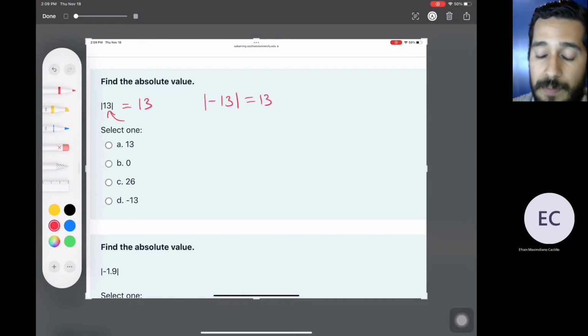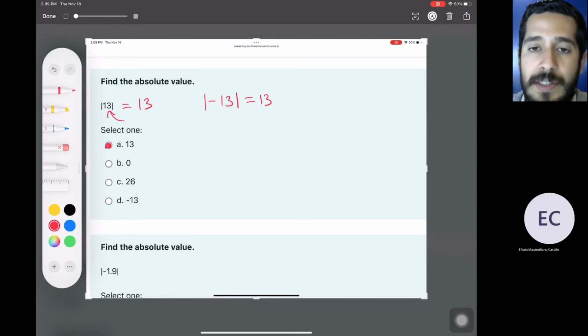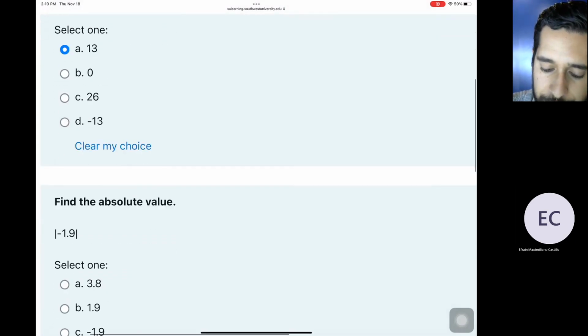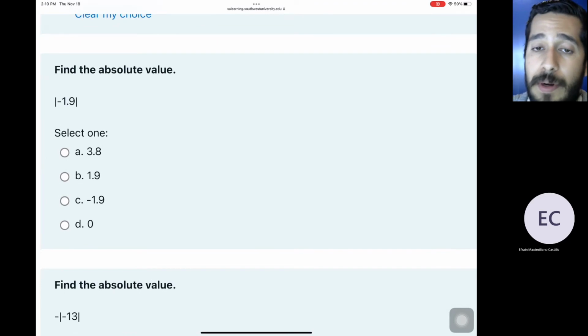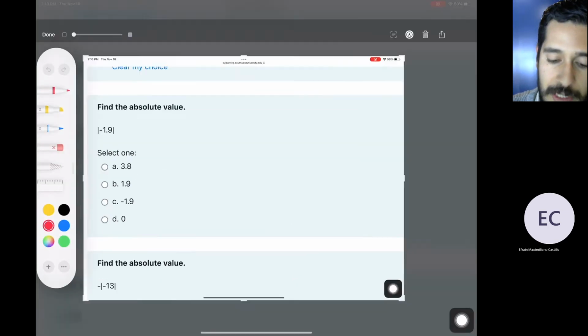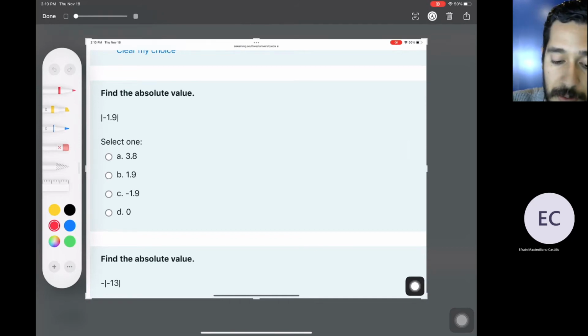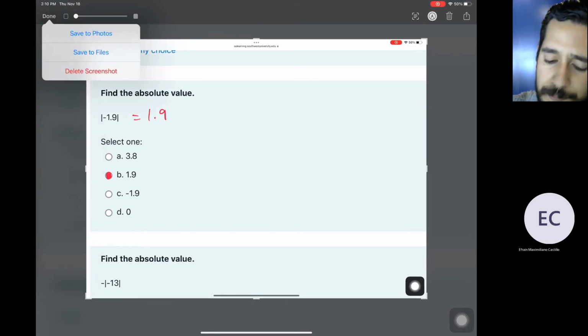So that's how far the given number is from zero. How many units apart is it from zero? In this case, I will select my first answer, which is 13. The second example is the absolute value of a negative number, and the exact same thing happens. Taking the absolute value of a number shows how far the number is from zero. Negative 1.9 is 1.9 units apart from zero, pretty much the number without a sign. So my answer will be 1.9 on this other problem.